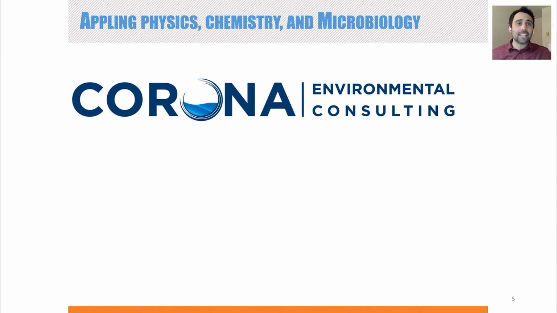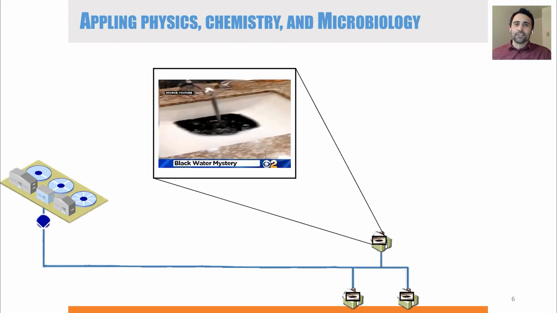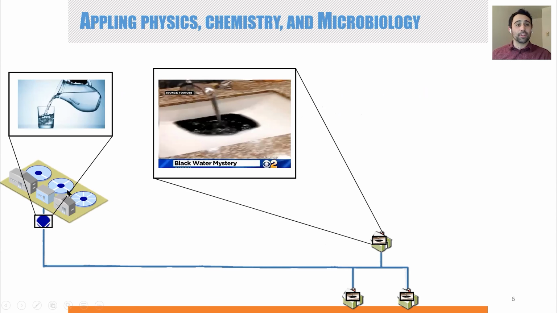Okay, so the example I do want to give was from my time working on developing solutions at drinking water treatment plants. Here we're looking at a drinking water treatment plant and then the distribution system that sends clean treated water to people's homes. We got hired to help this water system deal with something they called the black water mystery in the news. It was called that because when water would leave the water treatment plant, it would exit very clean and drinkable. But for some reason, as it passed through the distribution system, it would leave people's taps looking black.